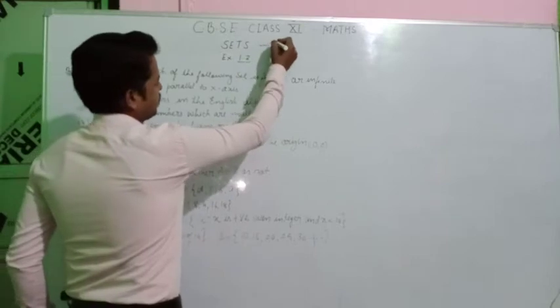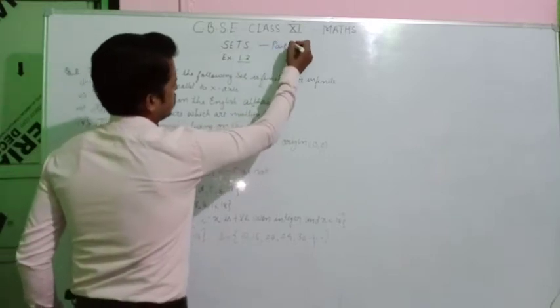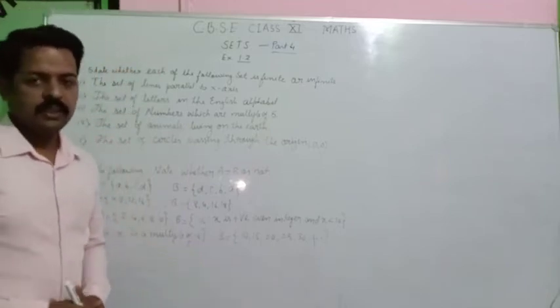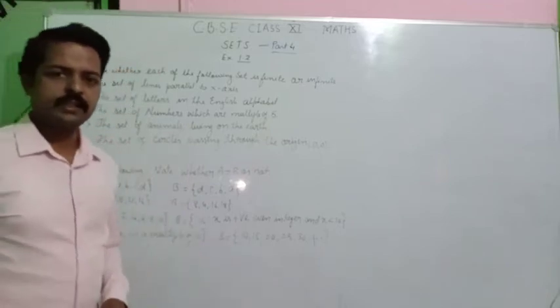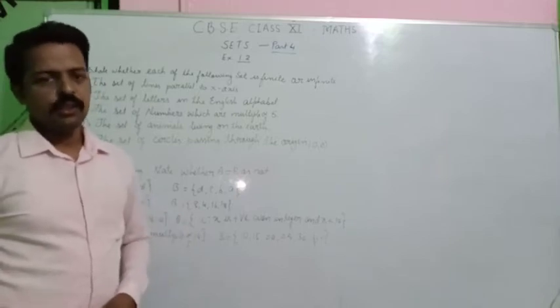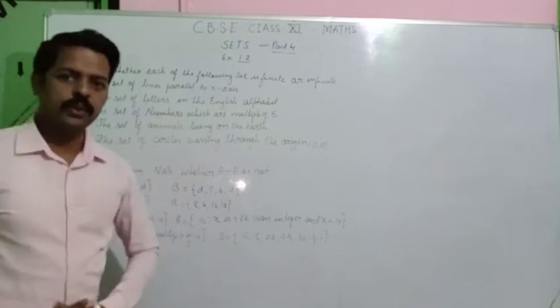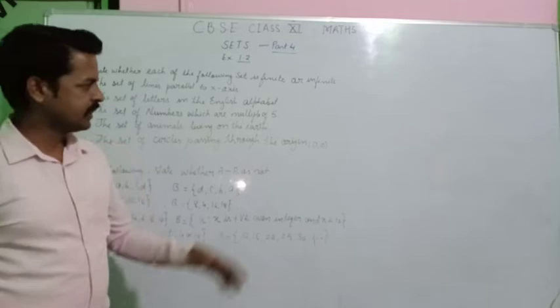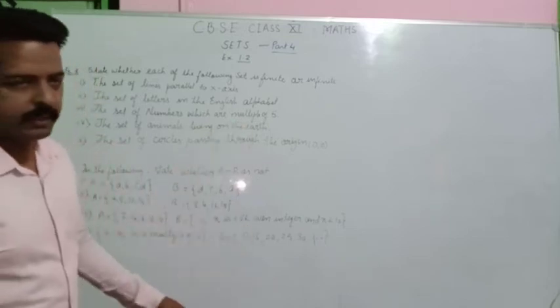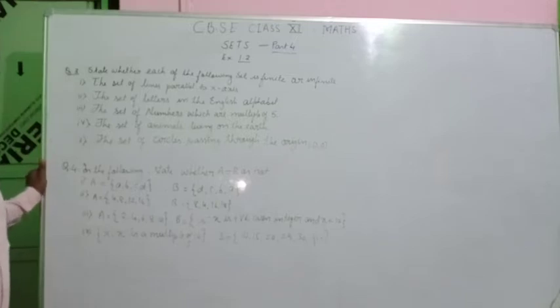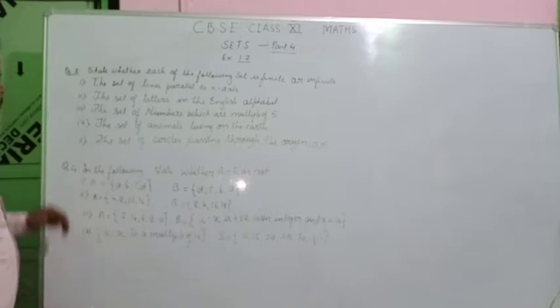This is part 4, class 11 maths set part 4. In the previous part 3, I gave the definition of finite set, empty set, infinite set, and equal sets. And we solved two questions of exercise 1.2, which were based on empty set and finite set. Now we'll see further questions. In this part, I will explain question 3, question 4, question 5, question 6. Means I will complete this whole exercise. In the next video I will start further. Let's see the third question.